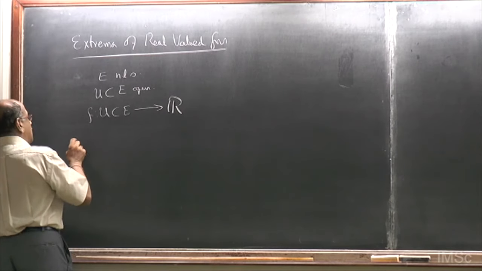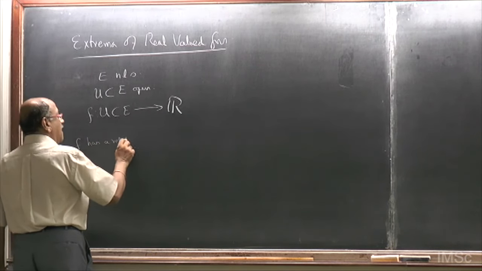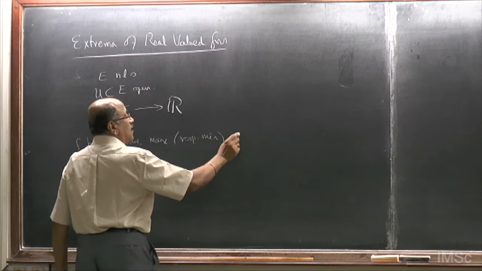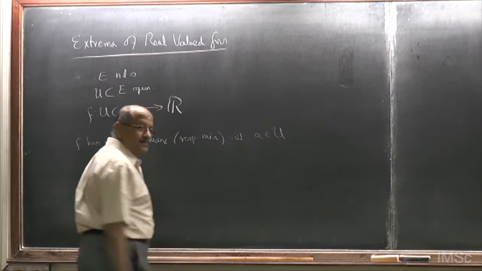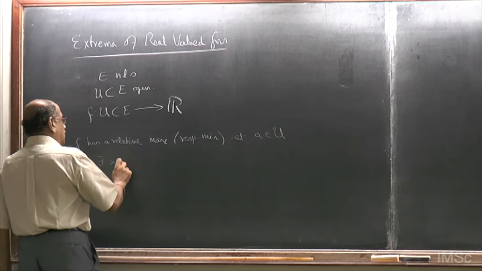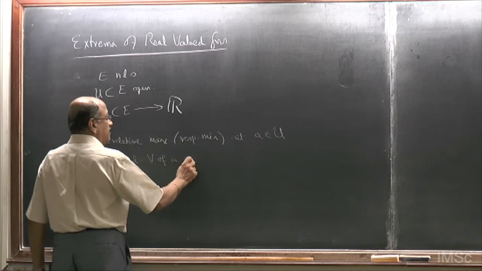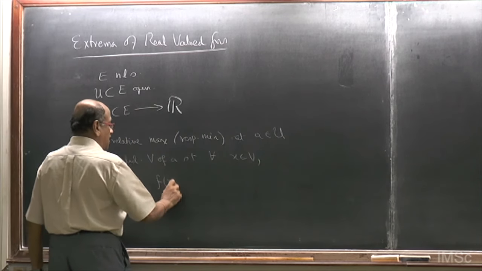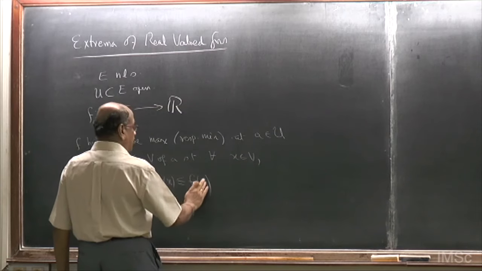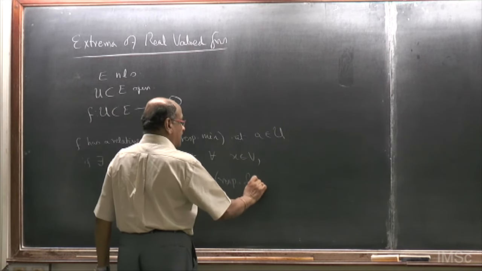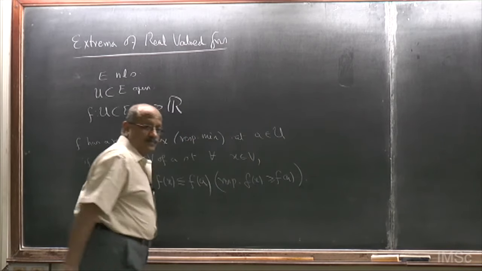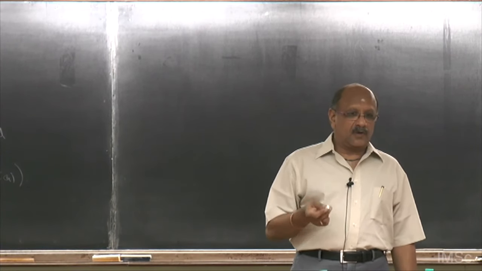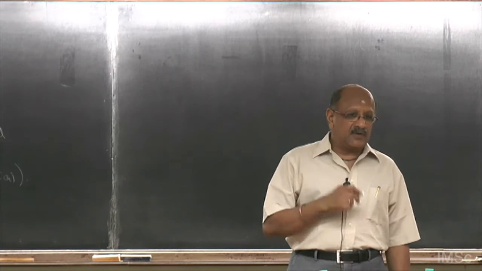So, we say that f has a relative maximum respectively minimum at A in U if there exists a neighborhood V of A such that for all x in V, f of x is less than or equal to f of A, respectively f of x is greater or equal to f of A. So, relative means it is not global. Global means everywhere, relative means in a neighborhood. So, nearby everybody is bigger than this or everyone is less than this.